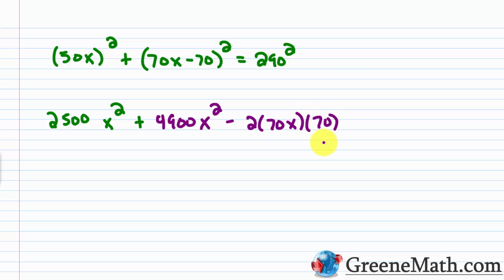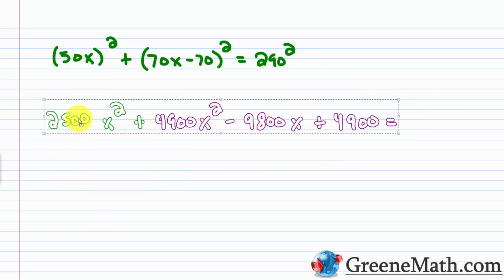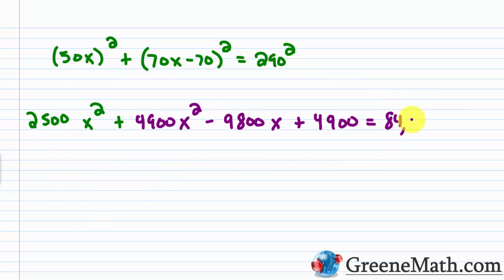2 times 70 is 140. Then times 70 again would be 9,800. So basically what you'd have is minus 9,800x here. And then lastly, you need to take this 70, the last term there, and square it. So we're going to go plus 70 squared, which we already know is 4,900. Okay, so that's this side right here, and this equals 290 squared, which is 84,100. Let me slide this down so I can fit this all in one line. So 84,100. Okay, so we have some big numbers involved here.